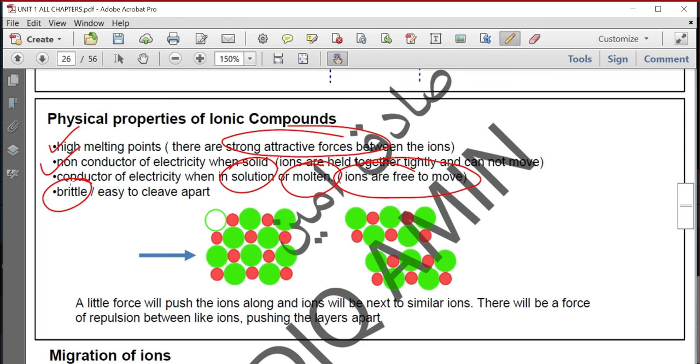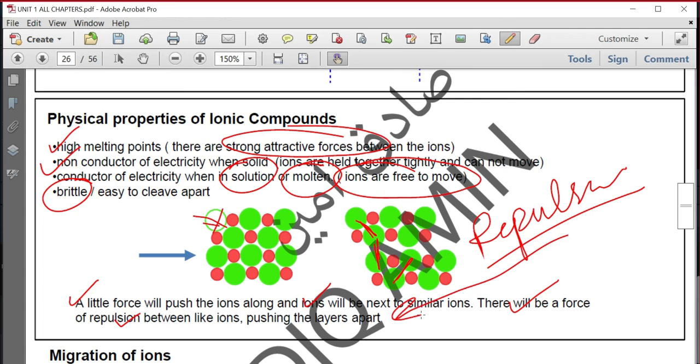And let us explain this. If we exert a little force, it will push the ions along past the other ions, which are next to them and similar ions. So there will be a force of repulsion between the like ions, pushing the layers apart from each other. Now if you exert pressure here, these two ions are coming close to each other, and they're getting close. So a huge repulsion is generated. And then the ions are broken apart from each other.